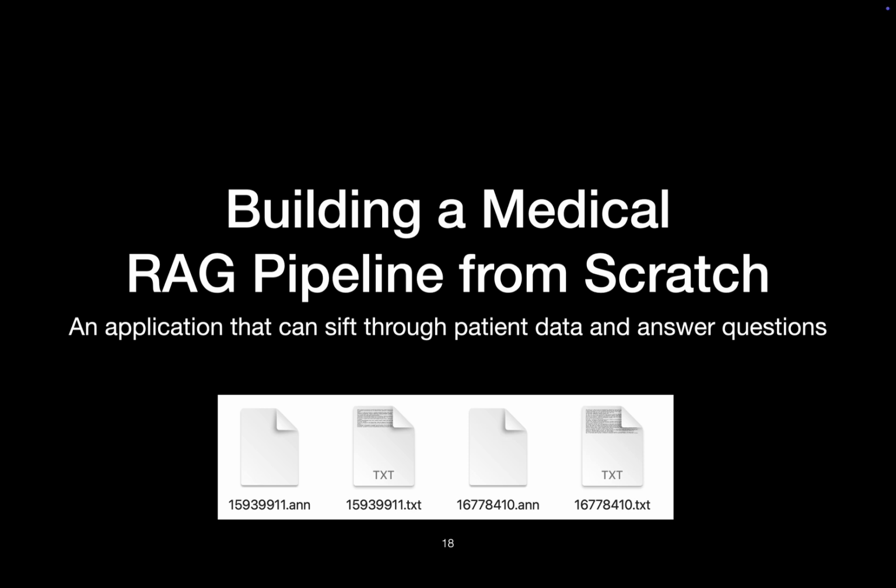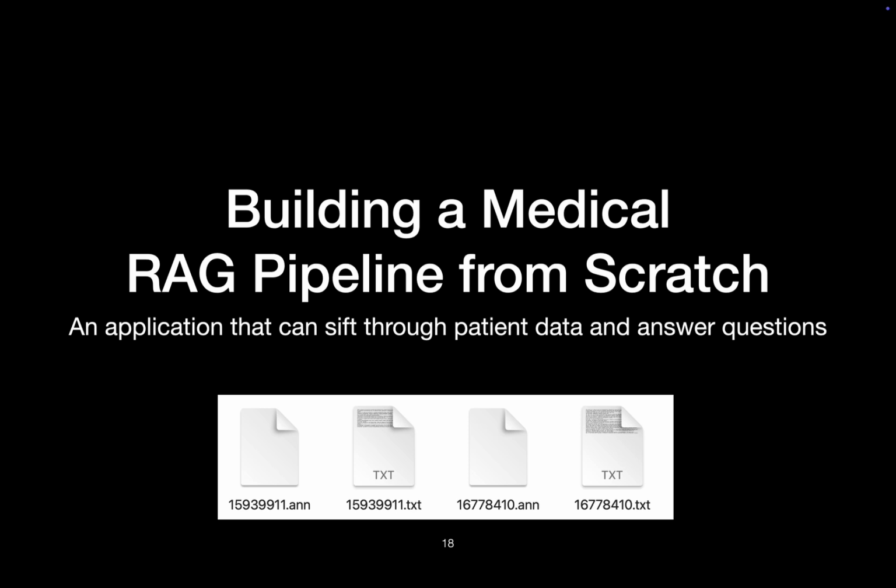The dataset has a number of files for each patient. Each patient is encoded by a number, and there is an ANN file, which is the annotations file, and there is a text file. The text file describes the case of this patient. So we are going to build a medical RAG pipeline from scratch, an application that can sift through patient data and answer questions. The idea is that we have case histories of a number of patients. Now the doctor wants to see what happens if I use this treatment for this particular patient, and what was the history of that. So we want to give the answer using this information.